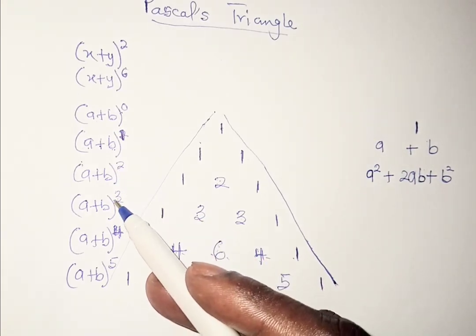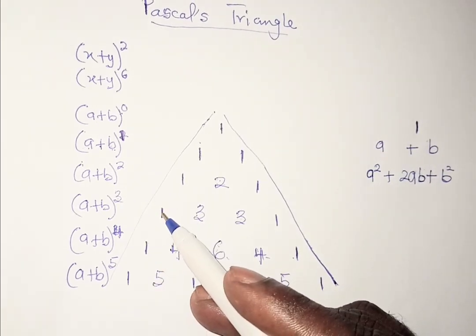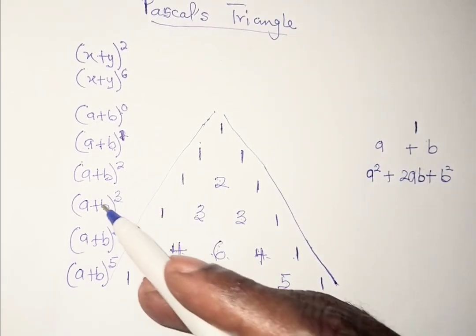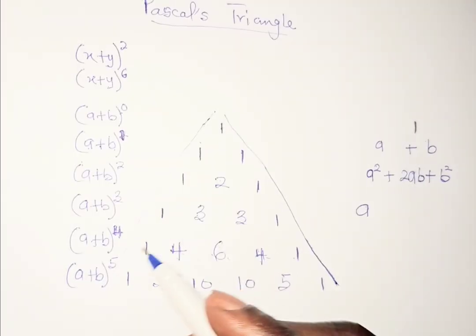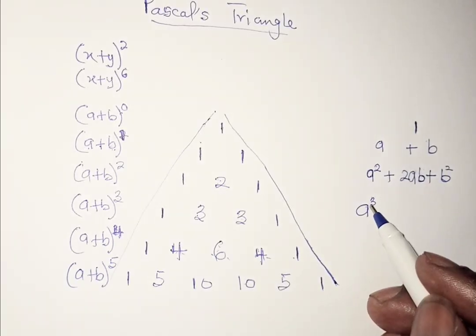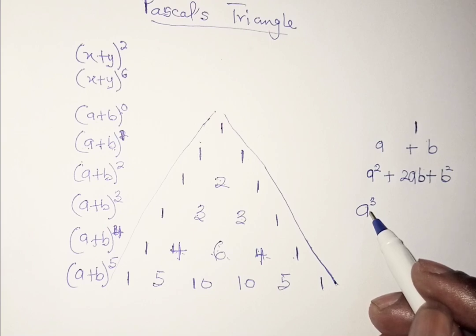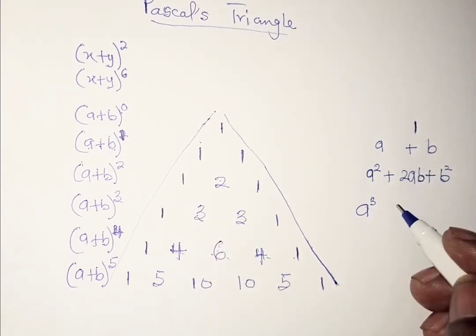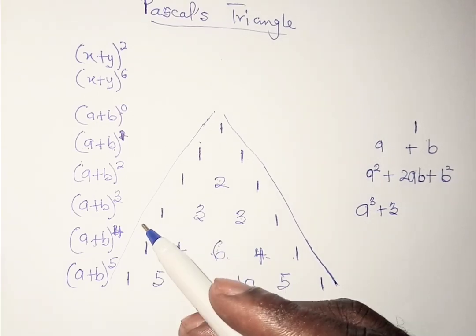So let's move on to the exponent 3. For this one, the first coefficient is 1. So 1 times A will give me my A. But what is the exponent? The exponent is 3. As soon as the 3 is here, when I move on to the next term, the 3 will be reduced. But what is the coefficient? The coefficient is 3. Have you gotten that? Good.